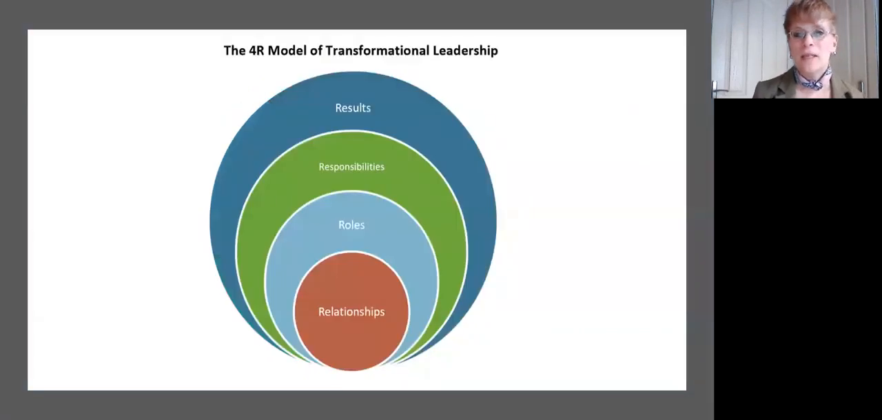This model can also be seen like this. At the core are relationships, building those very good, not just she's my friend, but good working relationships, forming teams, committees, task forces, working well together, bees in a hive. From that come our roles. From those roles come our responsibilities, and from those responsibilities we have results. And at the core, we come back to relationships.